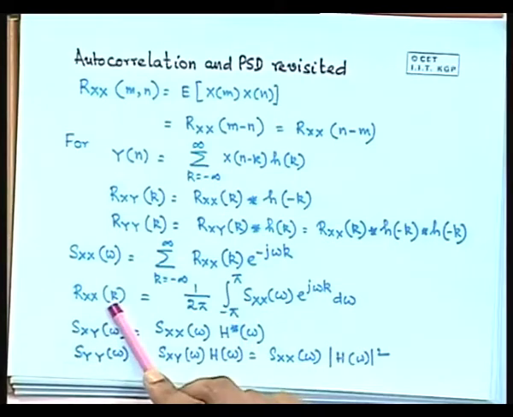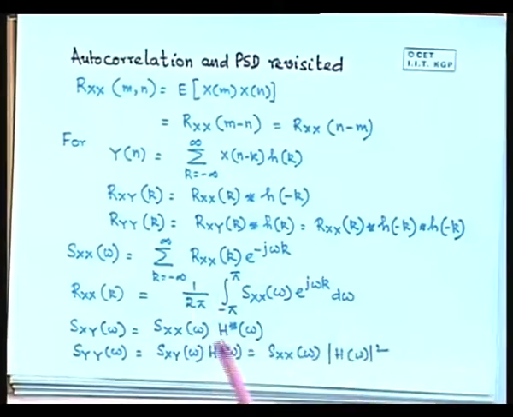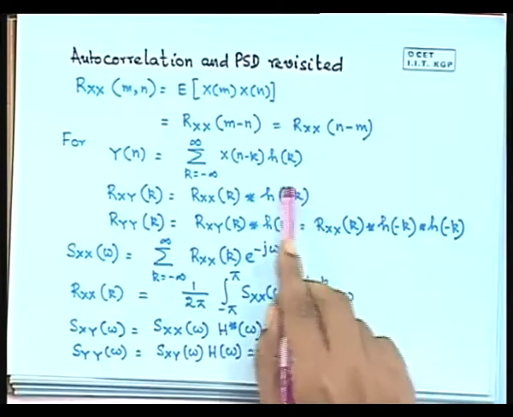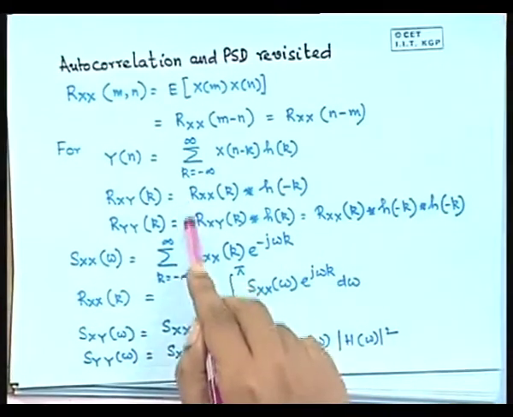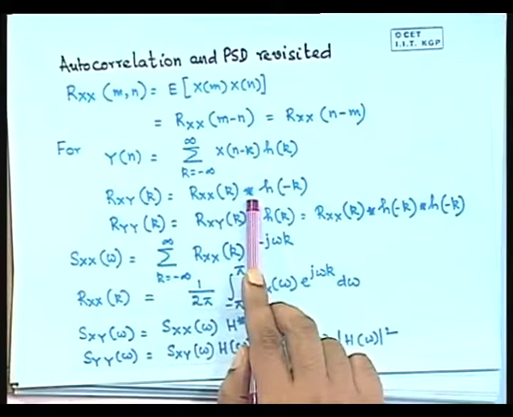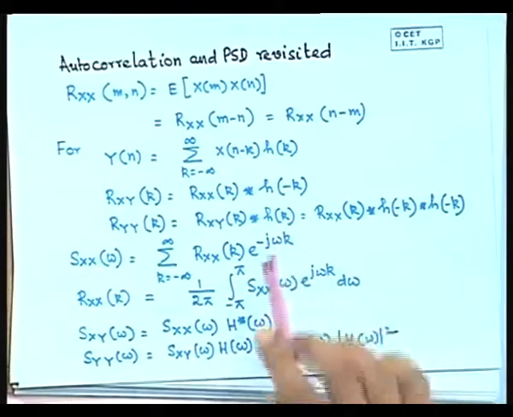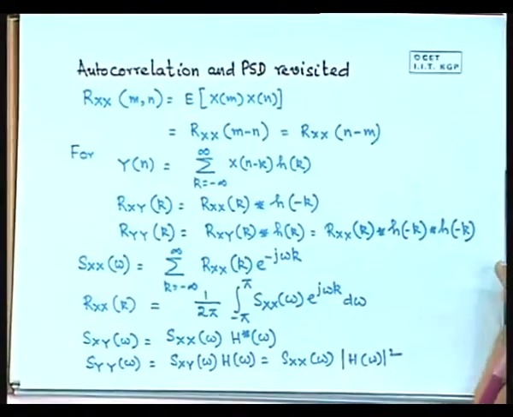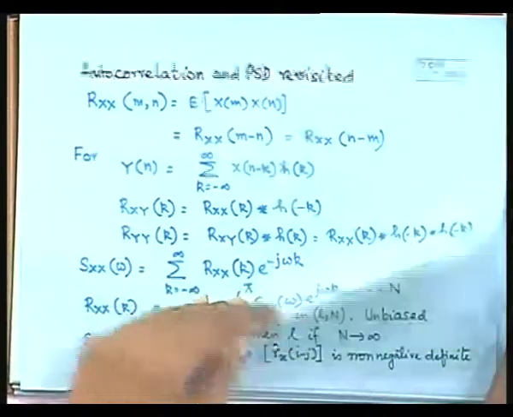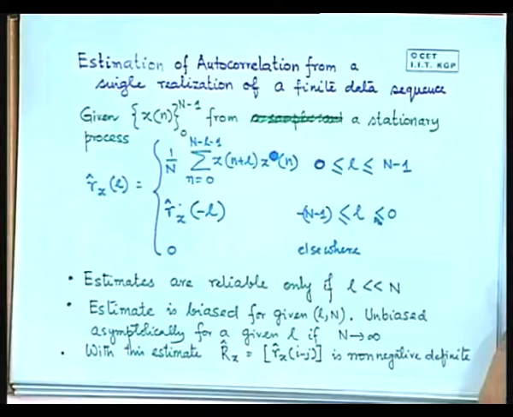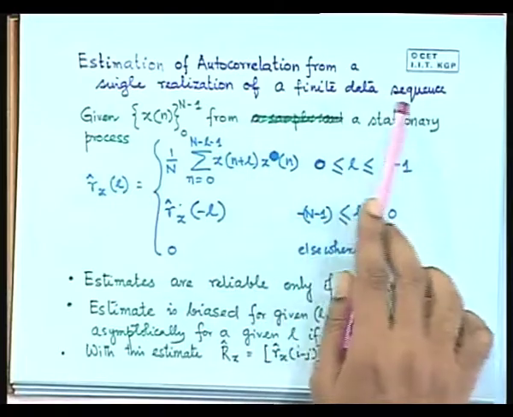And similarly, if you want to get Rxx(k), then you have to get it through what is known as the inverse Fourier transform. The frequency domain representations of these two relations are as follows: Rxx(k) convolved with h(-k) is, in the frequency domain, like multiplication with h star of omega. So finally you get Syy(omega) is Sxx(omega) into magnitude of h(omega) squared. This relationship we have seen. So now we come to our actual problem. The first problem is to estimate the autocorrelation from a single realization of a finite data sequence.